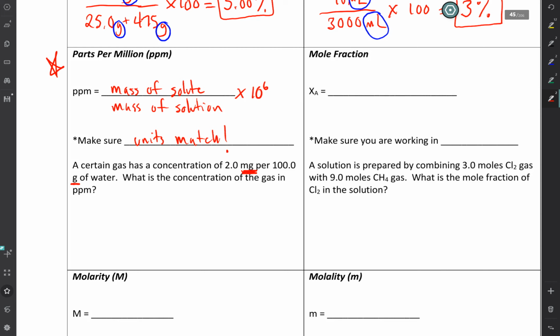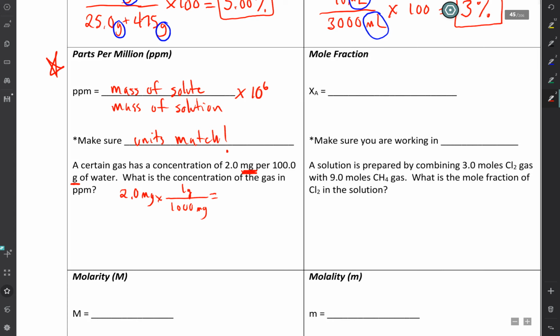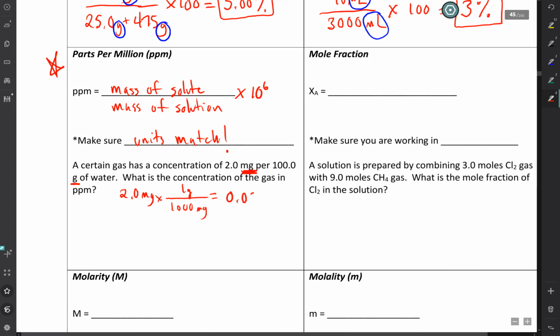So there are 1,000 milligrams in a gram, so I'll do it without the work. So 2 milligrams times 1 gram over 1,000 milligrams. We get 0.002 grams of this gas.